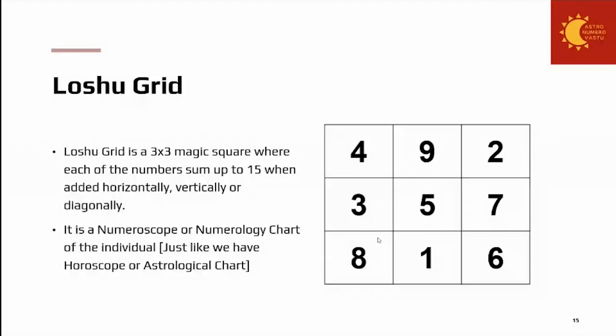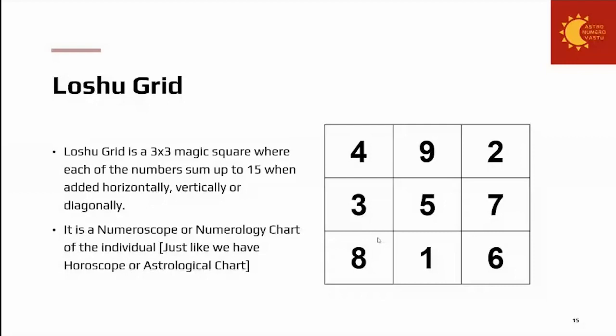Now this is how the Loshu grid looks like. As you can see, this is a 3x3 matrix, and it's basically a magic square. Why is it a magic square? Because when you add the numbers horizontally in each of the rows, or each of the columns, or across both the diagonals, the total comes out to be 15. Let's check it out.